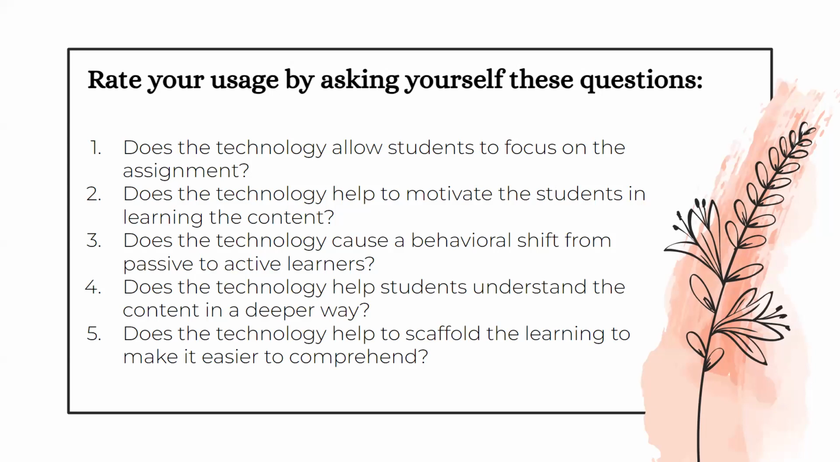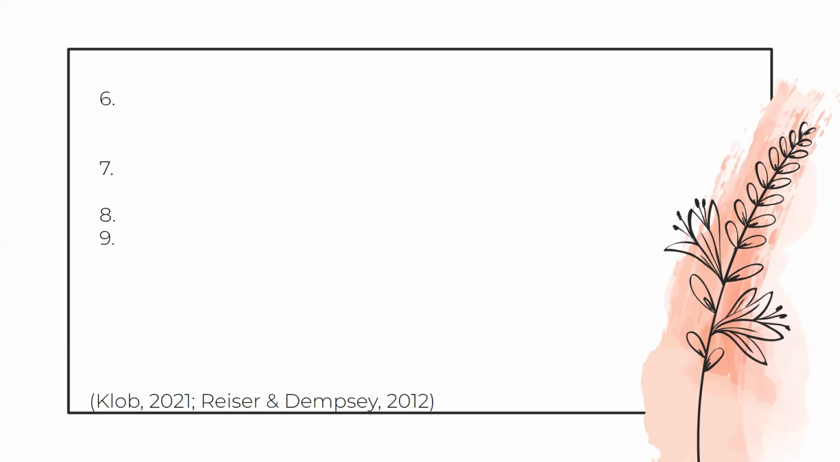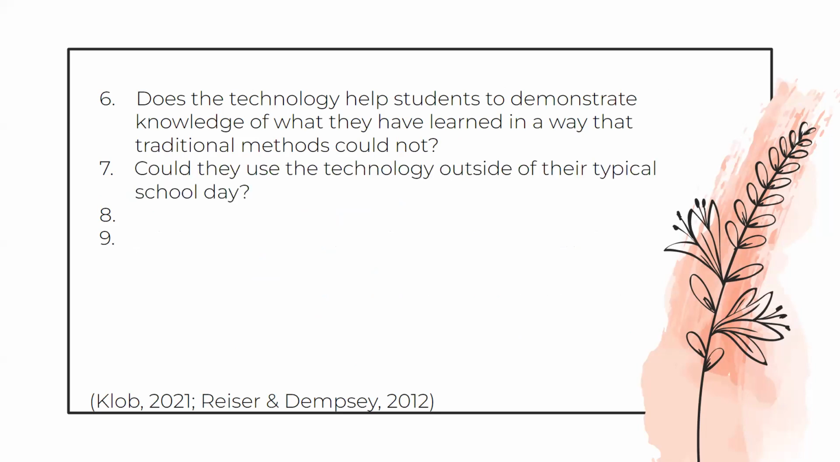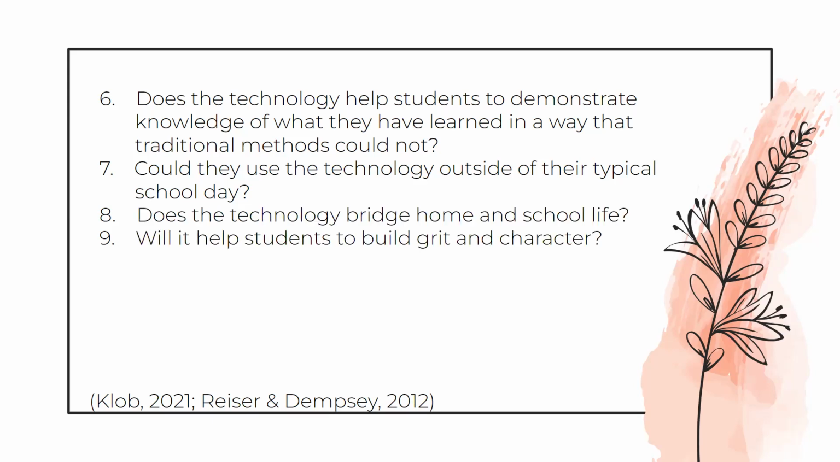This one in particular is super important to make certain that the students' needs are absolutely being met and that there is a bridge to help them to understand what is being talked about content-wise. Number 6, does the technology help students to demonstrate knowledge of what they have learned in a way that the traditional methods could not? We talked about this one earlier. Could they use technology outside of their typical school day? Does the technology bridge home and school life? And lastly, will it help students to build grit and character.